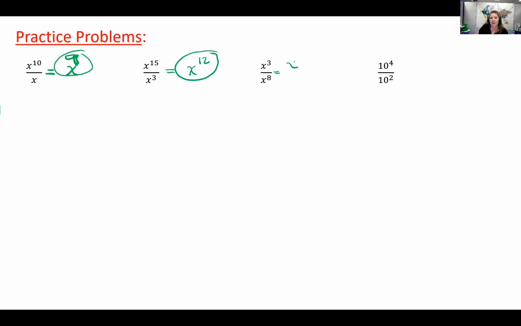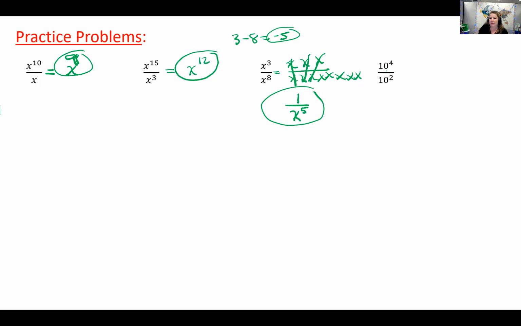Here we would have 3 x's on the top, 8 x's on the bottom. 1, 2, 3, 4, 5, 6, 7, 8. These 3 pairs would eliminate each other. And then we have 5 x's left. Where are they? They're in the denominator. So all of our x's are left in the denominator. In other words, 3 minus 8 is -5. So for that 5 to be positive, it would have to go down to the denominator.